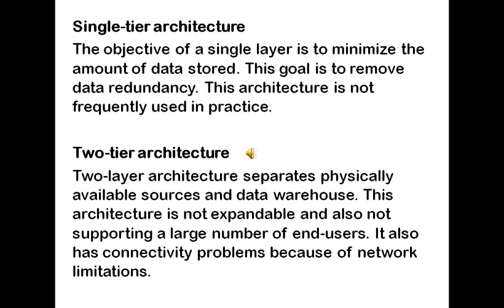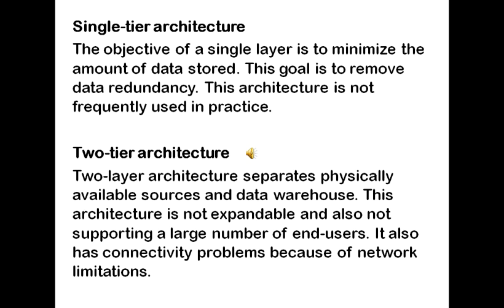Now coming to single tier architecture, the main objective of single tier is to minimize the amount of data stored. This is to remove the redundancy of data. Redundancy here means repeated data which has been replicated many times. But generally this type of architecture is not frequently used in practice because sometimes the data needs to be redundant, to store the same data multiple times in multiple formats. Hence it is not used in practice right now.